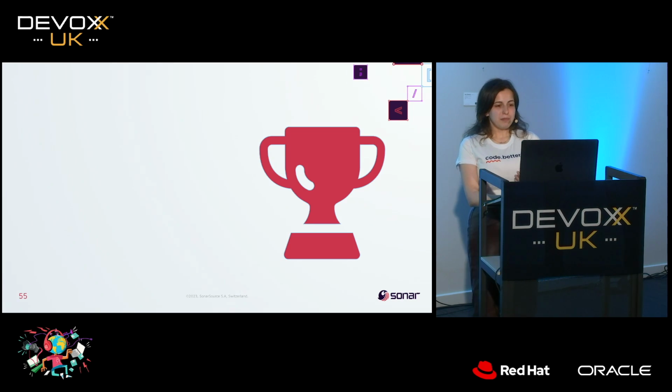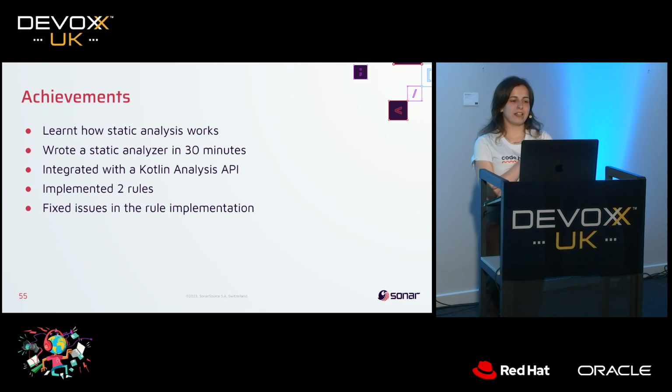So it's time to wrap up. Let's look at the achievements, what we did today. First of all, we learned how static analysis works. At least now you have some general overview. We wrote a static analyzer in under 30 minutes. We integrated with the Kotlin analysis API, so we even implemented the rules. And we learned how to fix issues in the rule implementations, like false positives and false negatives.